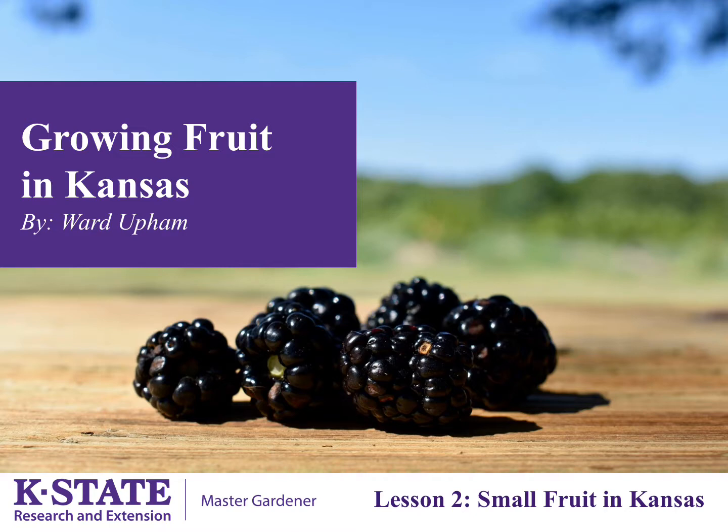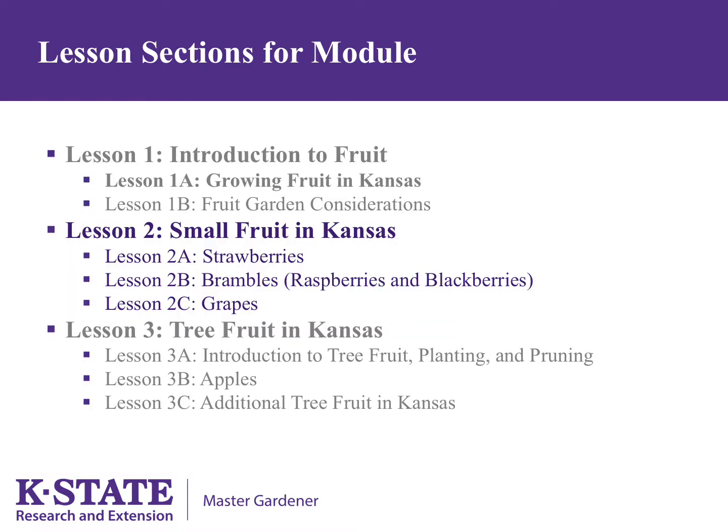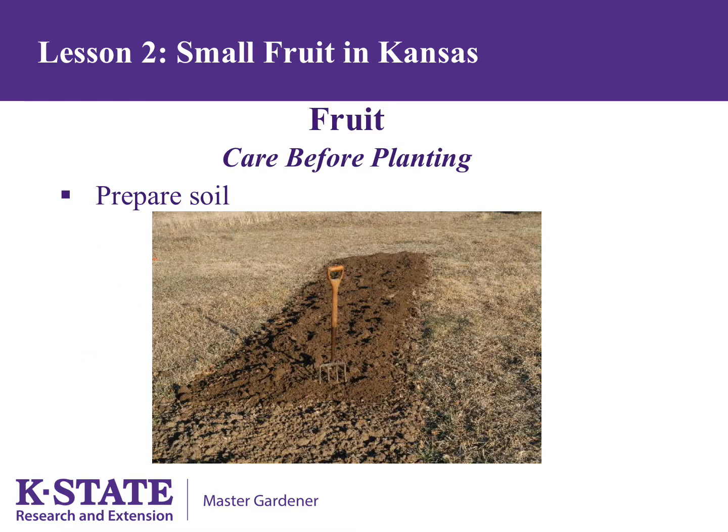Let's discuss growing small fruit in Kansas. We won't cover all the small fruit it is possible to grow in Kansas, but focus on strawberries, brambles, and grapes. Adding organic matter is always a good idea with small fruit. Try to cover the entire row with about 2 inches of organic matter and work it into the soil.